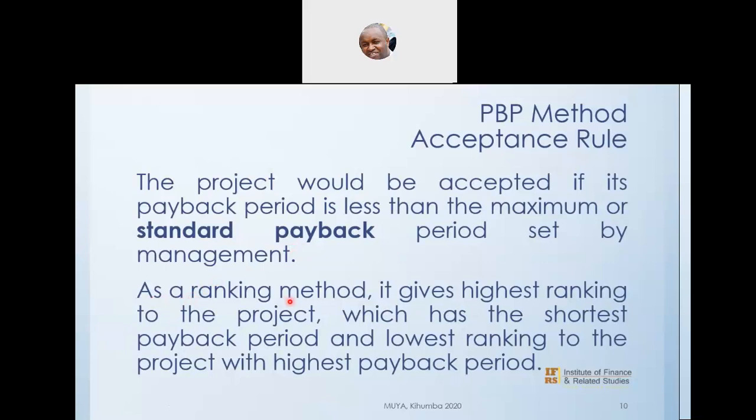we'd have to rank them. And projects with the shortest payback period are ranked first, all right? Whereas those with the highest payback period are ranked last.